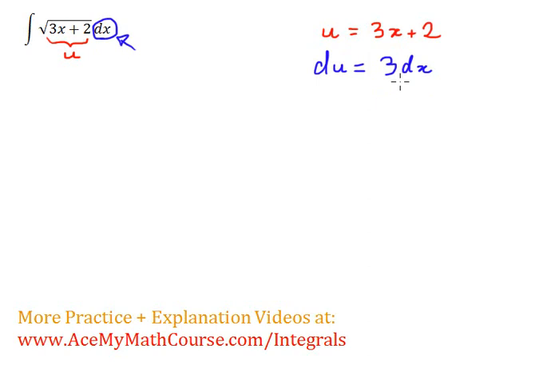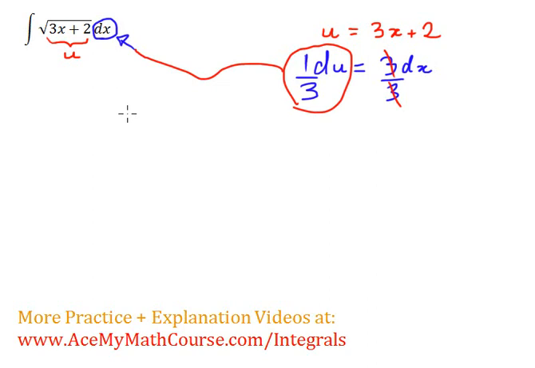And how can we do that? Well, we can divide both sides of this little equation by 3. So I get du over 3, in other words, 1 over 3 du equals dx, because those just cancel out. Great, so now I can just take this and place it right there. Instead of dx, we're just going to write 1/3 du.